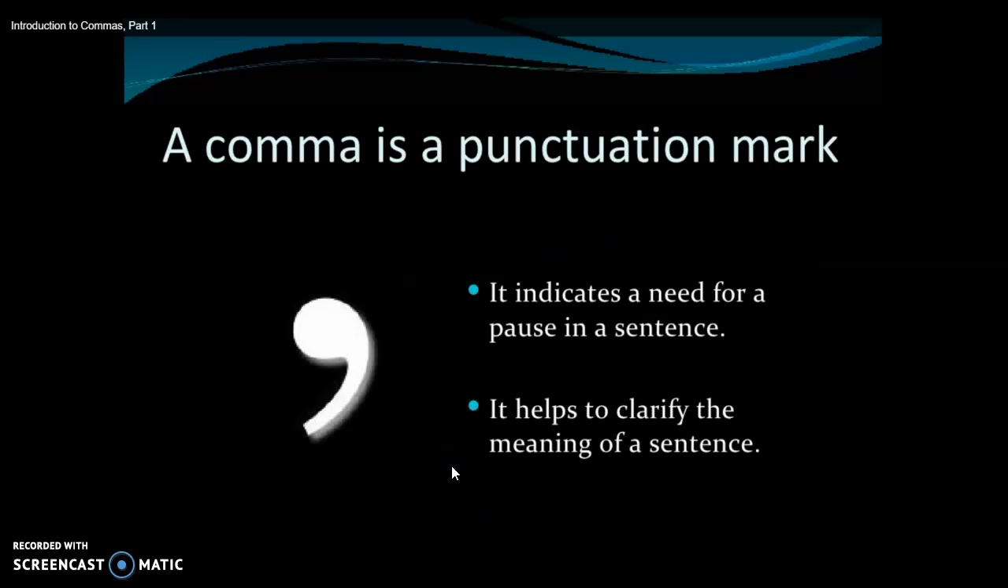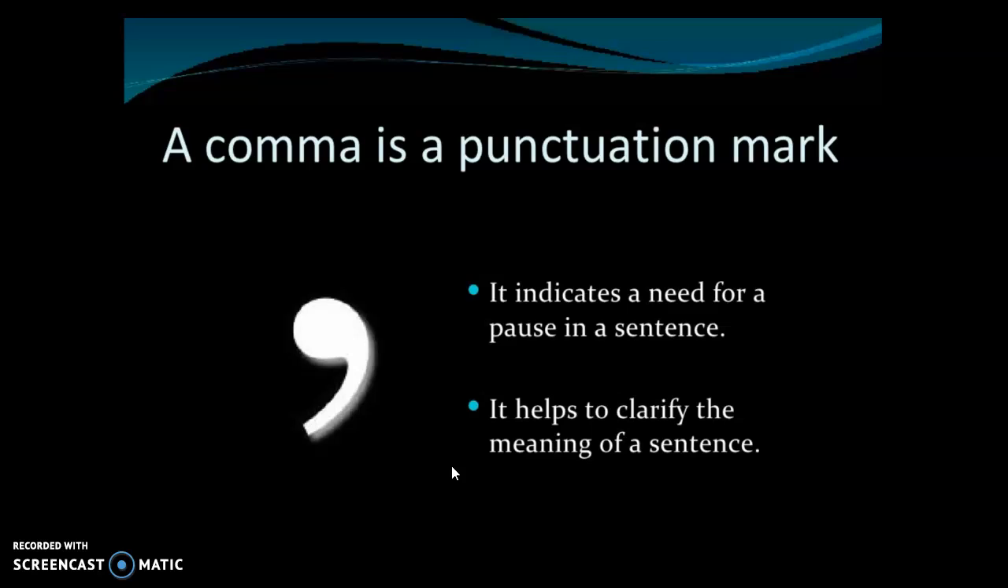A comma is a punctuation mark. It indicates a need for a pause in a sentence. I think of it as when I see a comma and I'm reading something, I take a breath. If I was giving a speech and I was reading from a script, when I would see a comma, I would pause and take a breath. What it does is it helps clarify the meaning of a sentence.